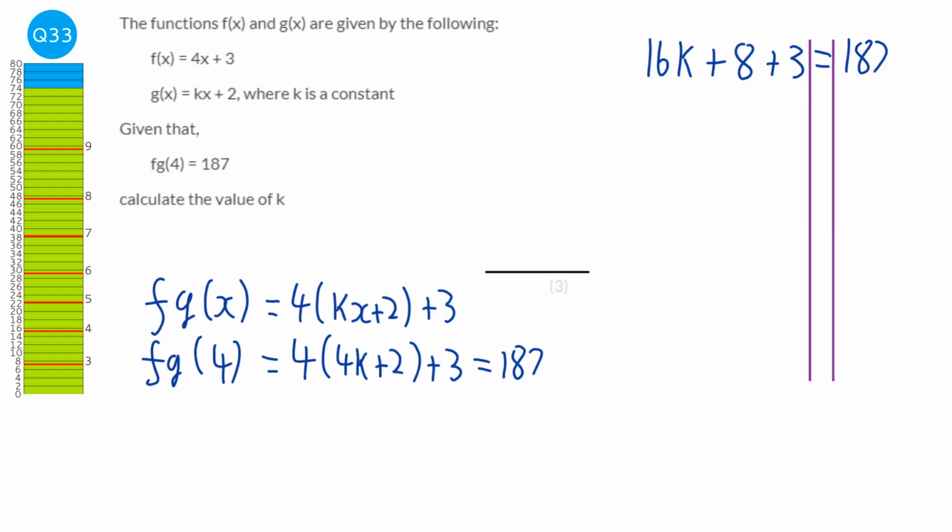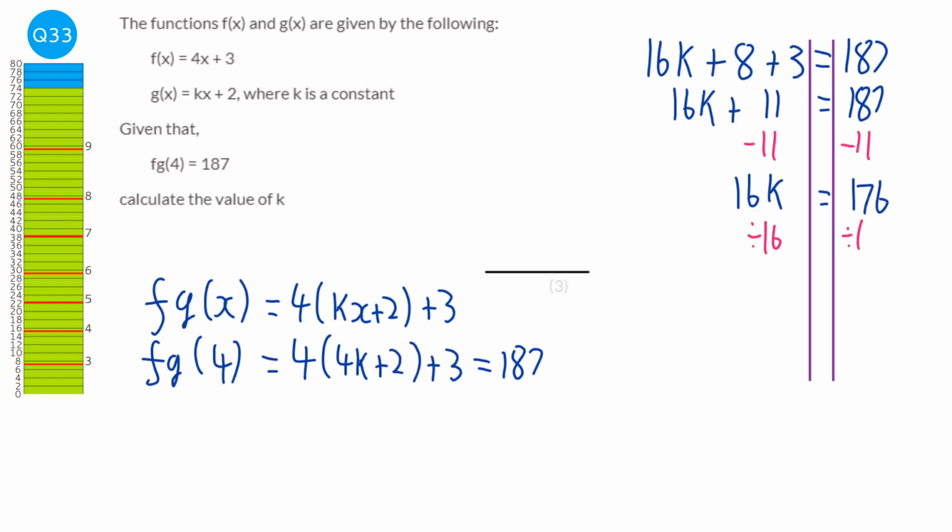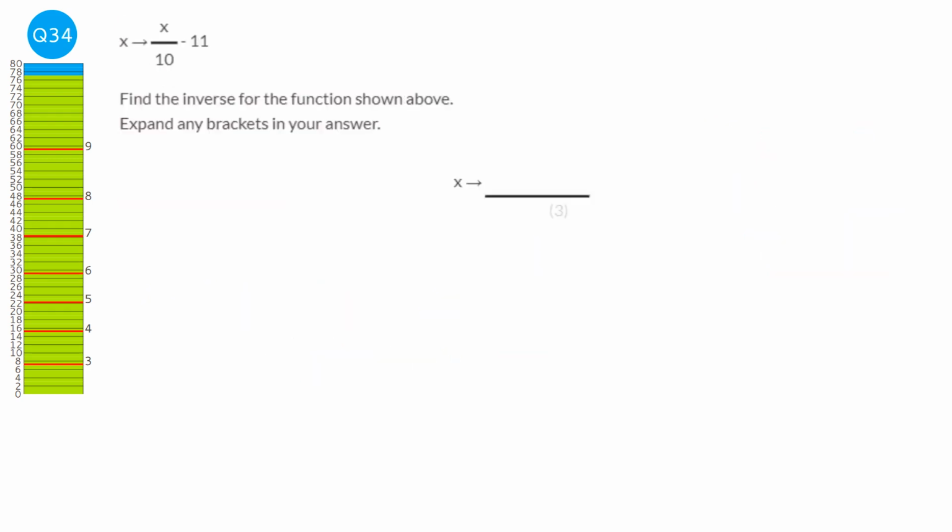Okay, so first thing we're going to do is, well, we can add the 8 and the 3 actually while we're here. So 16k plus 11 equals 187. So we're going to take away that 11 from both sides. So we've got 16k equals 176. And then we can divide by 16 both sides. So we've got k equals 11. So answer is 11.